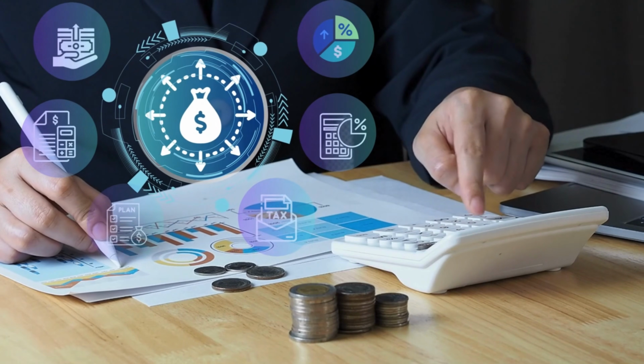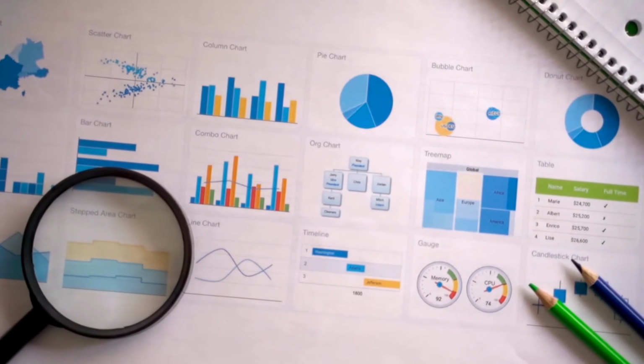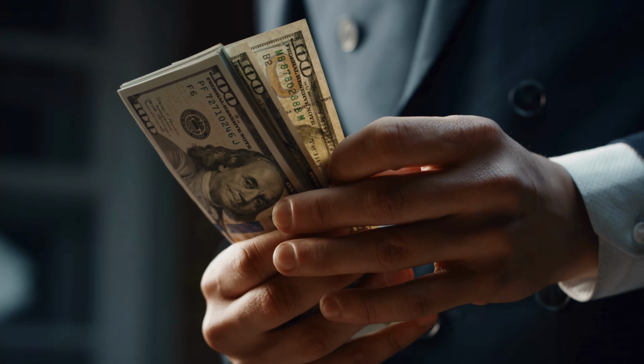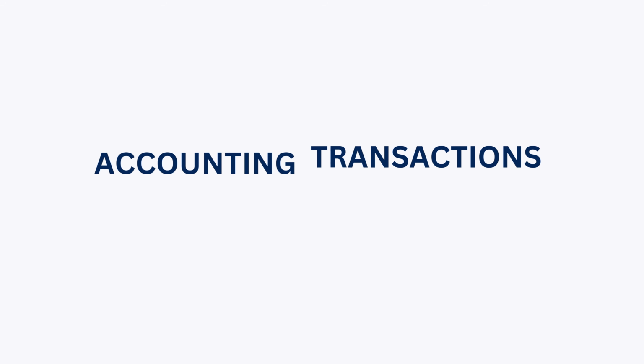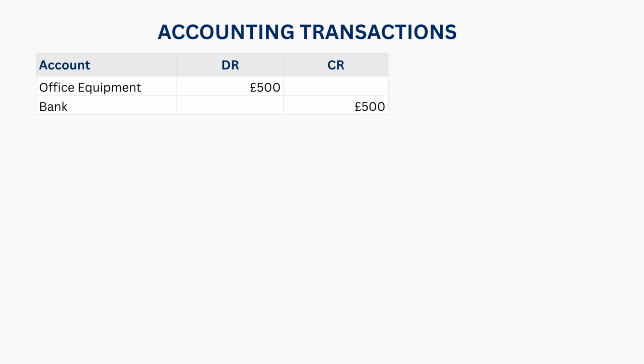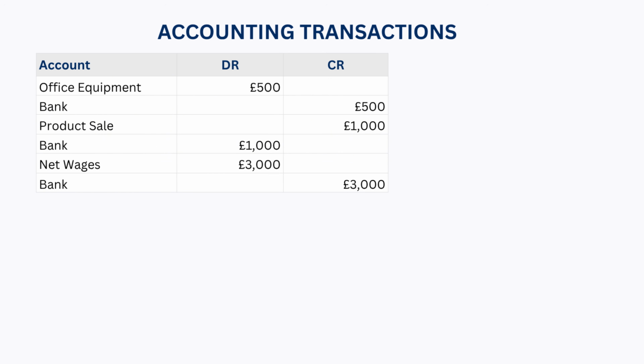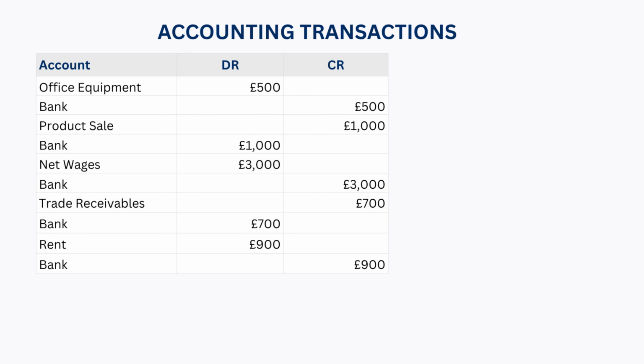In accounting, transactions are the events that change the financial position of a business. Every time money, value, assets, or obligations move, an accounting transaction occurs. For example, buying equipment for the office, selling products or services, paying employee wages, receiving cash from customers, paying rent or utility bills, or even purchasing goods on credit. If a company buys inventory today and agrees to pay later, that is still a transaction because the business now has both an asset and a liability.